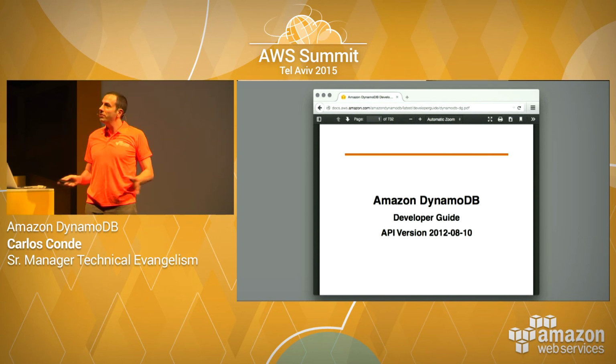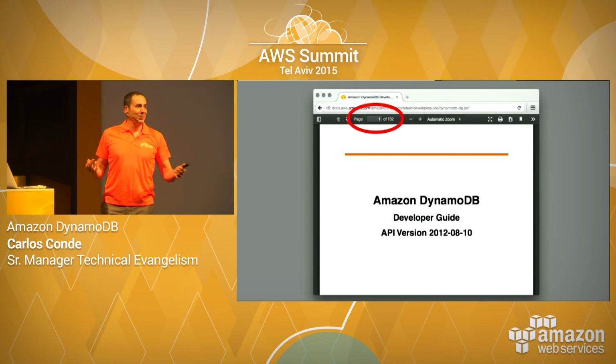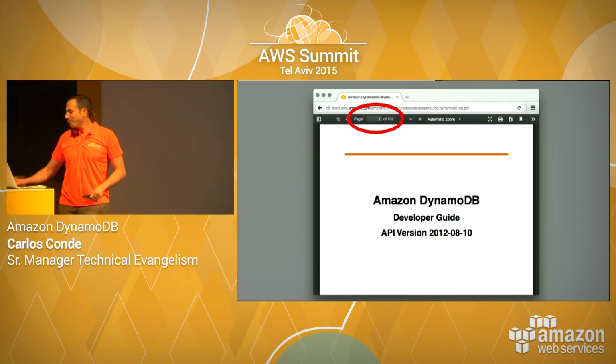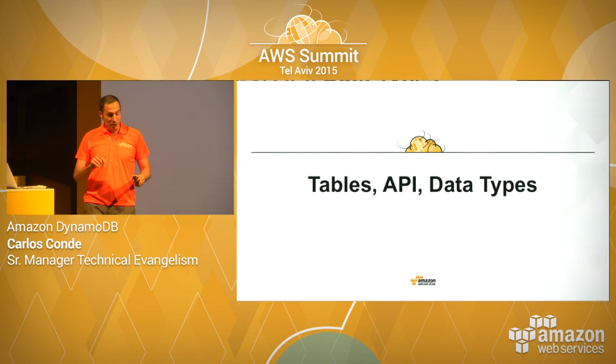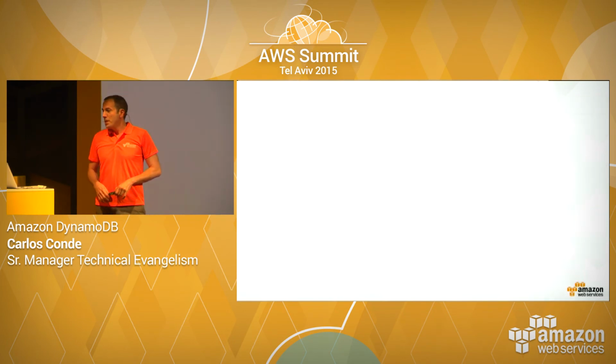Now, everything that I'm going to talk about is in the DynamoDB documentation. So there's no secret. Everything is online. The thing is, the DynamoDB documentation is 700 pages. So I don't expect anyone to read the whole thing. So I'm going to try to condense this in just 40 or 50 minutes, right? So first, let's start with the definitions. The tables, the APIs, the data types, and so on.